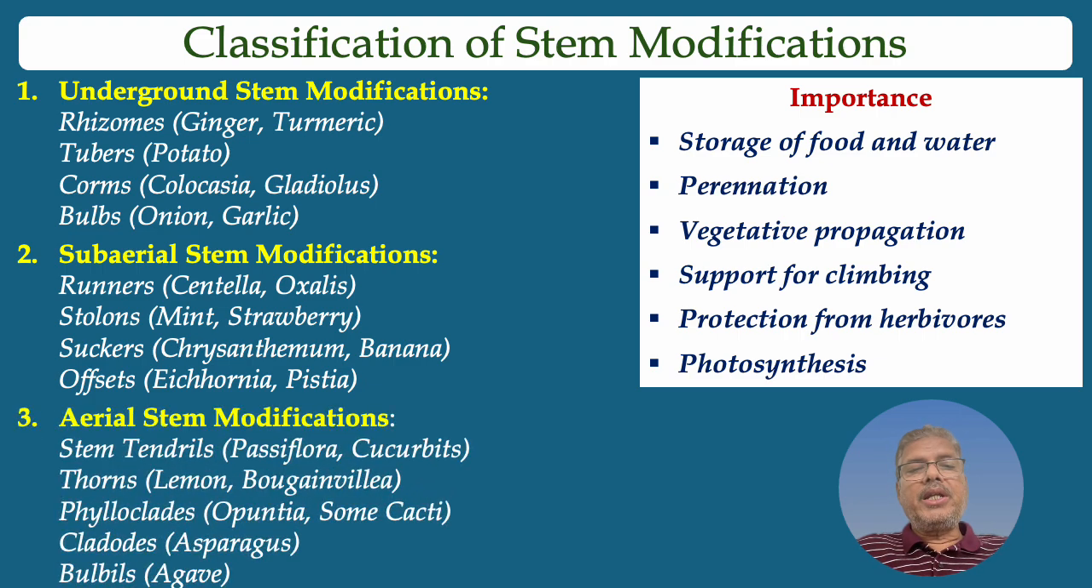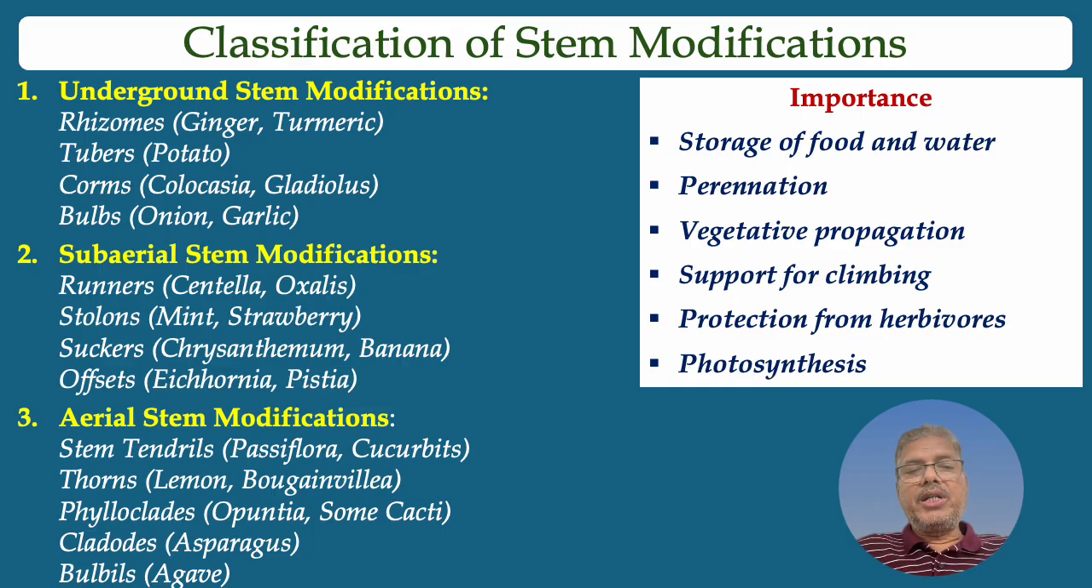The subaerial stem modifications. Here the stems grow partially above the ground and partially below or just along the surface. They are typically weak and herbaceous, and their main function is rapid vegetative propagation and spreading of the plant. Examples include runners, stolons, suckers, and offsets.